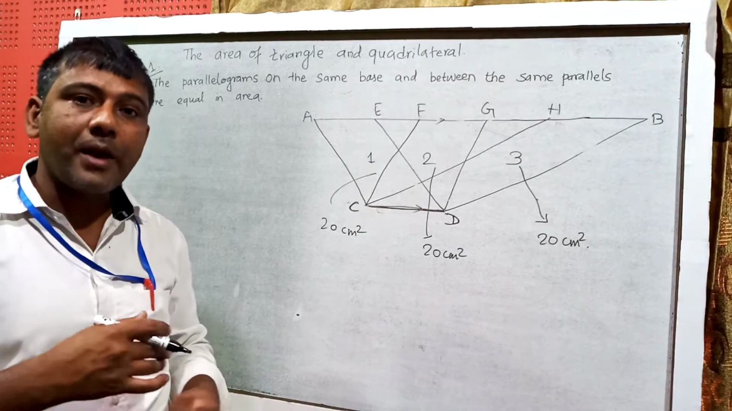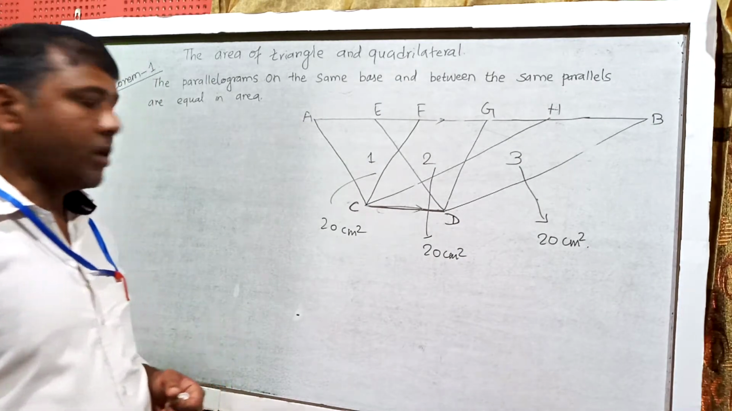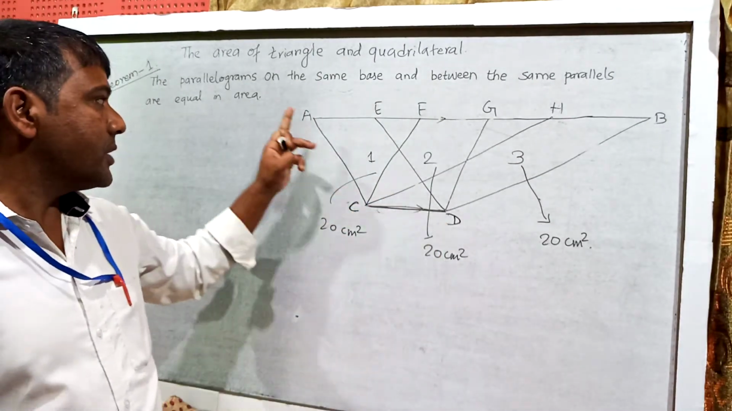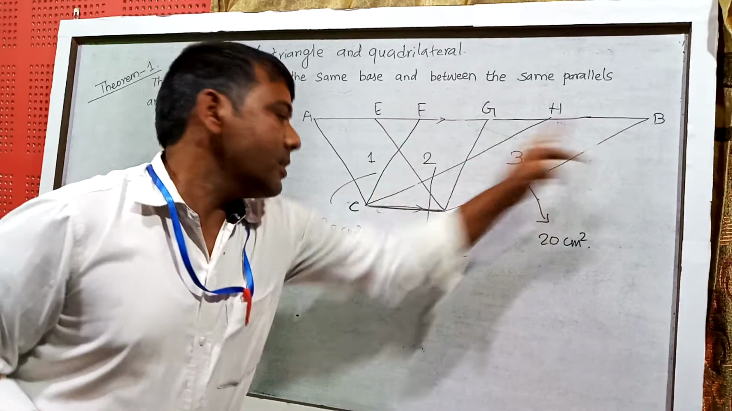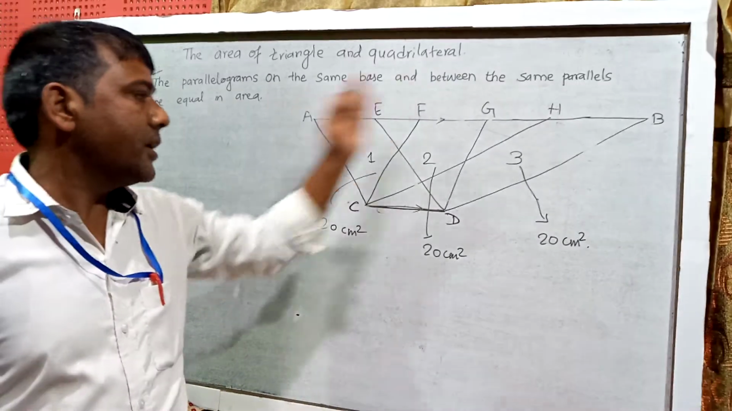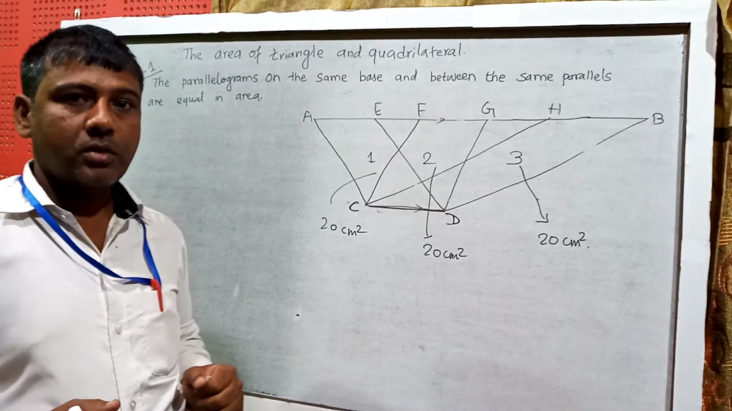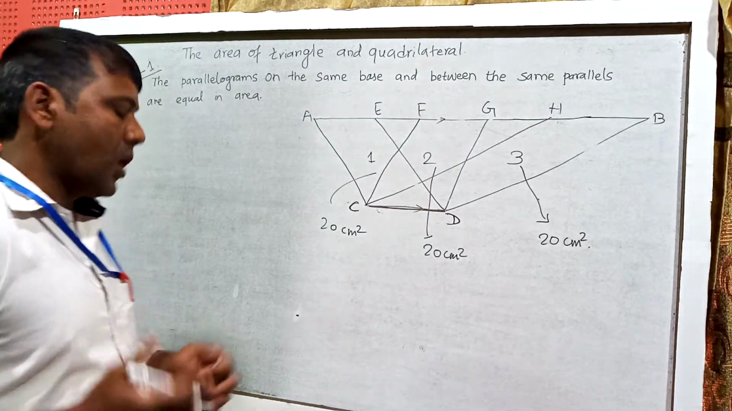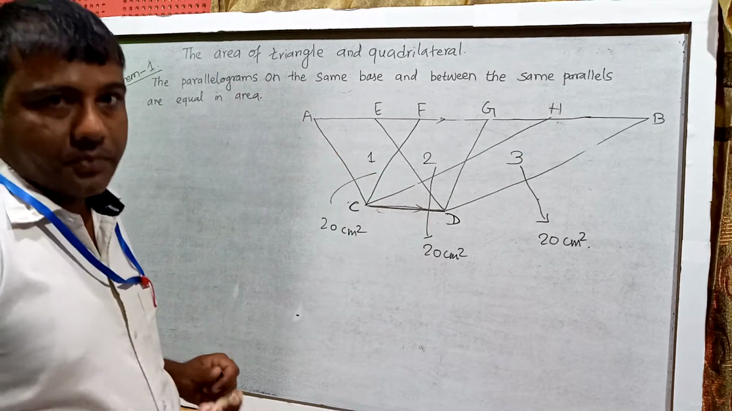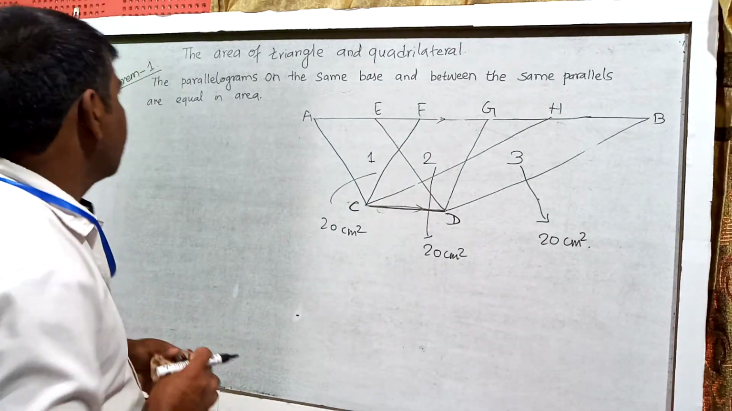The areas of these parallelograms are equal because they are standing on the same base and between the same parallels AB and CD. They are formed between the same parallel lines AB and CD, so their areas are equal. This statement says this. Are you clear, students?